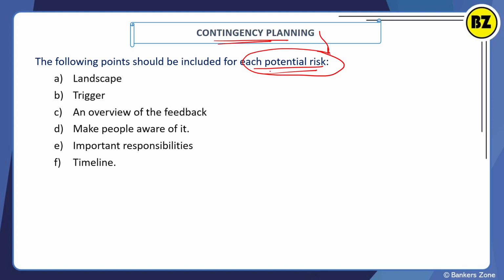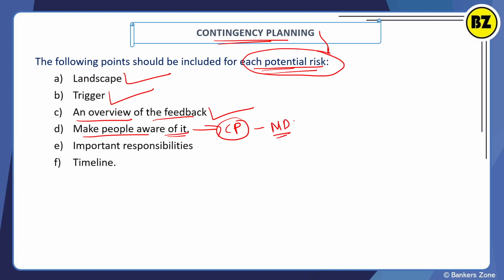Now if we talk about the risk, what should we consider? The landscape we should consider, the trigger we should consider, and an overview of the feedback. So we take the feedback from our employees, from the clients, or from the suppliers. Then make people aware about it. People should be aware about the contingency plan. For example, mock drills are there. A mock drill gives people an idea of what we should do if there is a fire. That's why we have the mock drill.